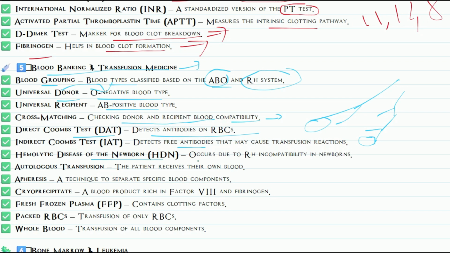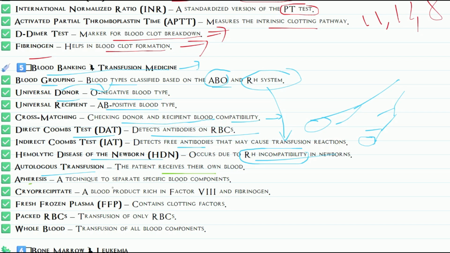HDN, hemolytic disease of the newborn baby, occurs due to Rh incompatibility. So this is a common feature, Rh incompatibility, which is HDN. Autologous transfusion: the patient receives their own blood. There are 2-3 types of this transfusion, autologous and some other name I am skipping at this point.